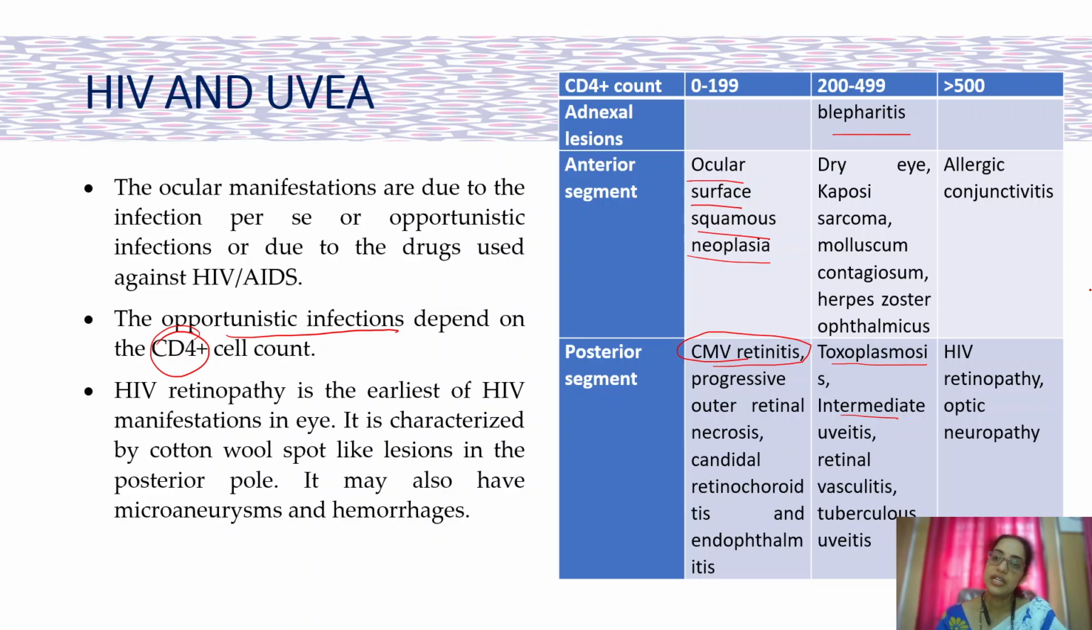When the count is a little more than 500, HIV retinopathy is the most common manifestation. What is HIV retinopathy? There are cotton wool spot like lesions in the posterior pole, which might be associated with microaneurysms and hemorrhages.